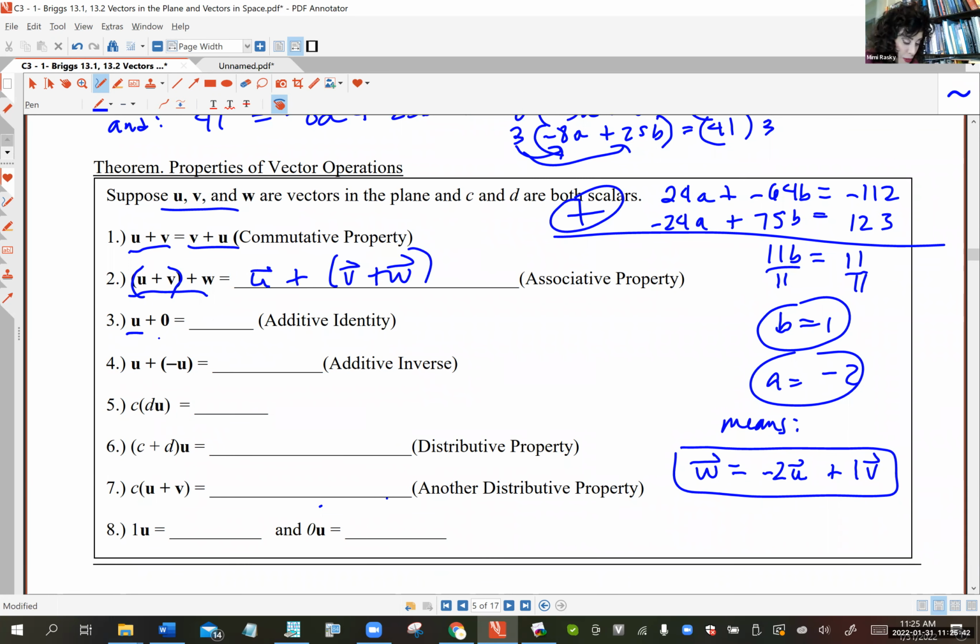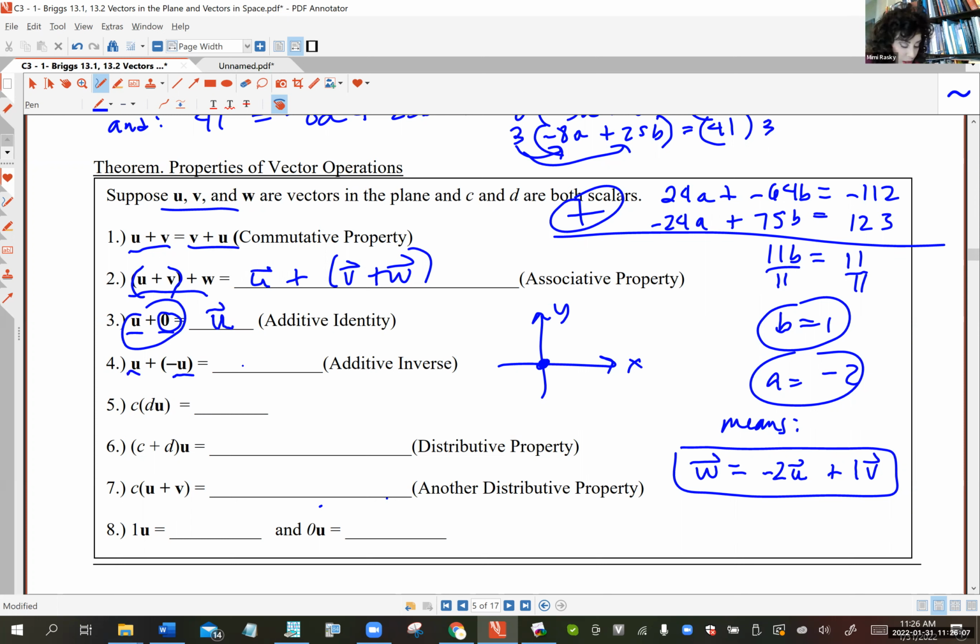How about U plus the 0 vector? Now, folks, remember we talked about how to graph vectors. Once you are given the component form, you simply find the point, draw an arrow to it. What does the 0 vector look like? It's just a dot. So anytime you add the 0 vector to any vector, and this is known as the additive identity, you're just going to get the vector U.